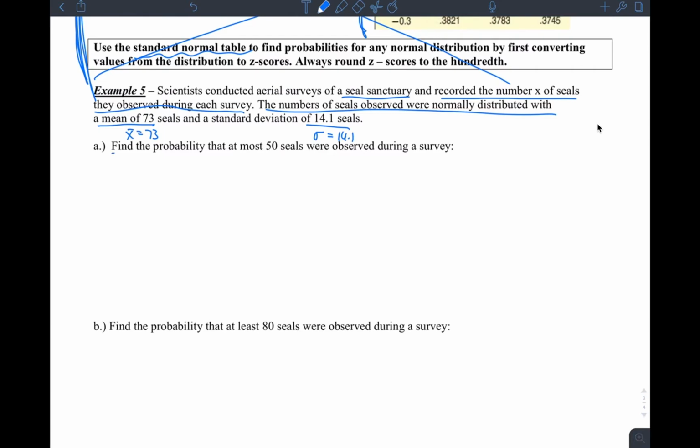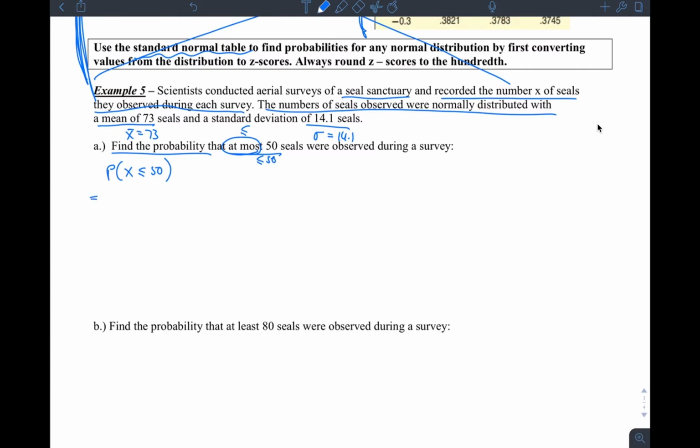It says find the probability that at most 50 seals were observed during a survey. So here is the question that you would write if this was, let's say, our first or second example here. What's the probability that I fly over this seal sanctuary and I observe at most 50 seals? So at most 50 means less than or equal to 50. First of all, remember at most means less than or equal. And so we say, okay, on a random day, I fly over and I count seals. That's X. What's the probability that that X value is less than or equal to 50?